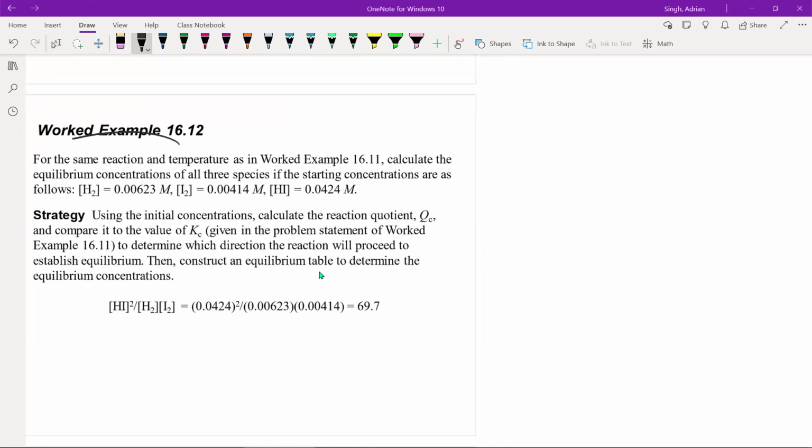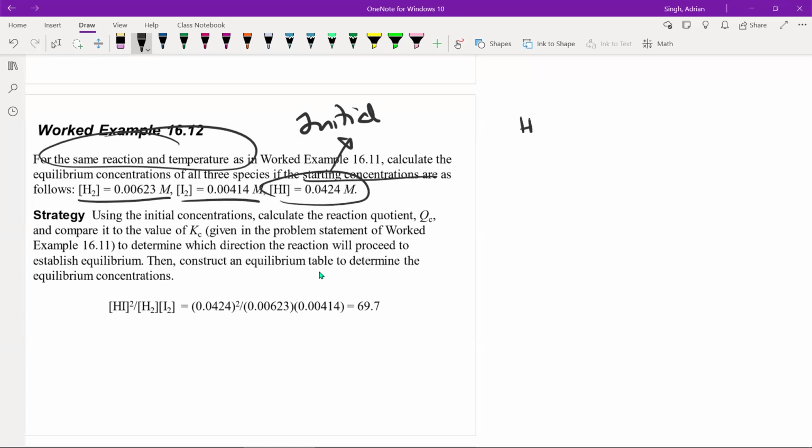All right, so it says for the same reaction and temperature as the previous example, calculate the equilibrium concentrations of all three species if the starting concentrations, so your initial concentrations, are as follows. We're given H2, we're given I2, and now we're also given HI. Let's remind ourselves what that equation was. We had H2 reacting with I2 to produce 2HI.